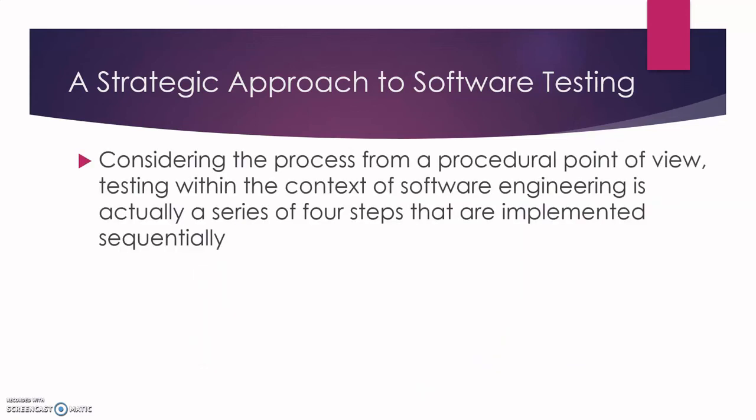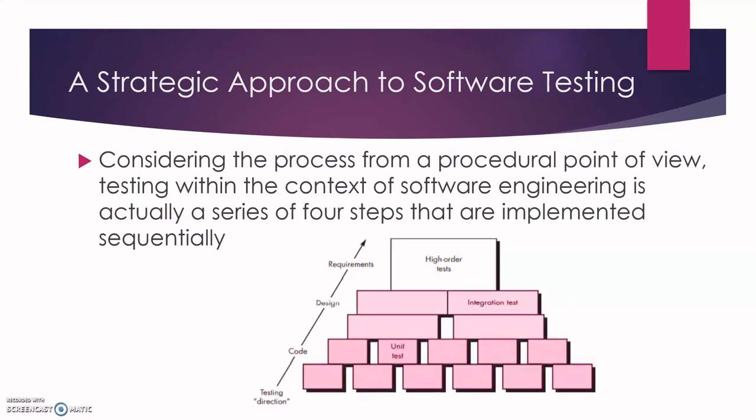But considering the process from a procedural point of view, testing within the context of software engineering is actually a series of 4 steps that are implemented sequentially. This is how it is implemented. That is, we have testing, direction, code, design, requirements, and at the requirement stage, we are performing the higher order tests. Okay.